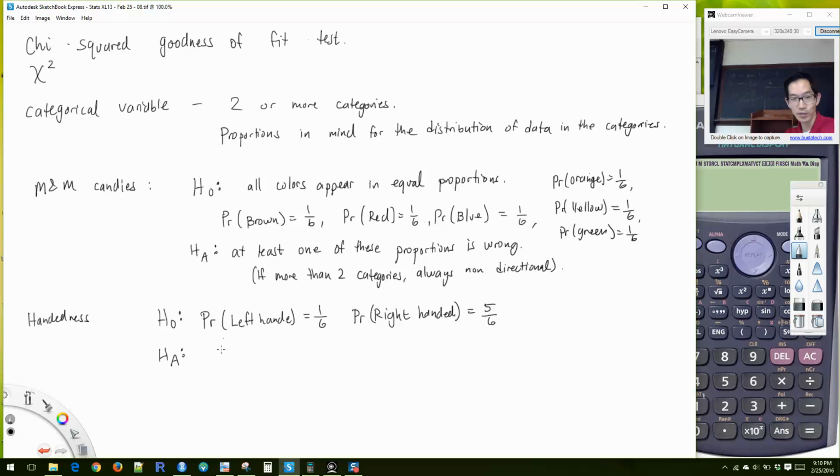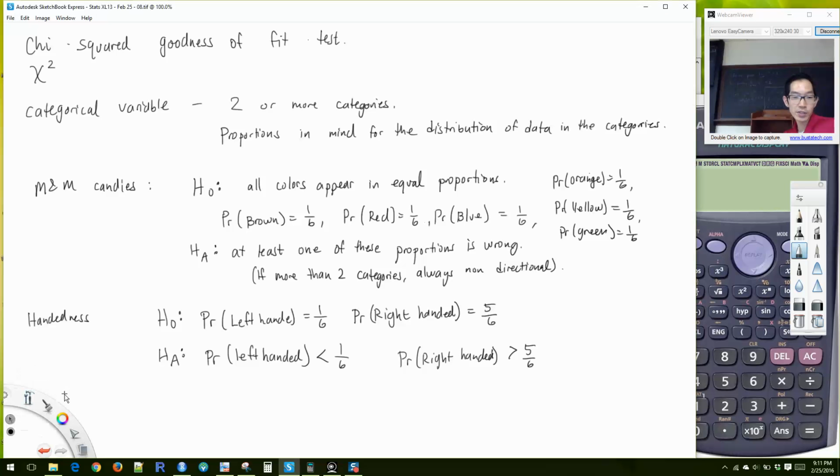The alternative, maybe someone says, oh no, it's not 1/6, it's less than that. Okay, so here we would say left-handed is less than 1/6, because in this case, if there's too few left-handed, then that means the right-handed must be greater than 5/6 if that's the case. Okay.